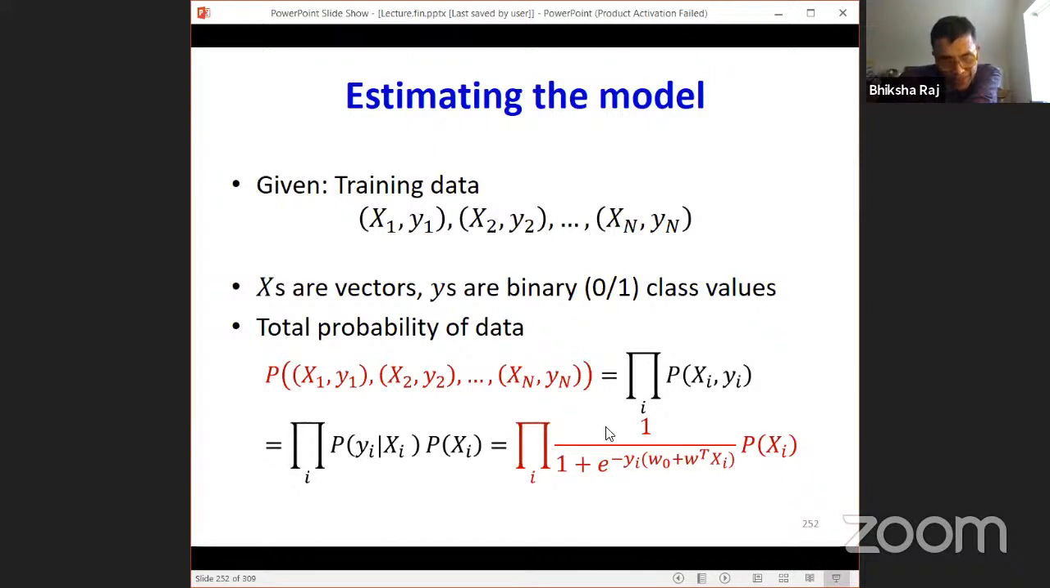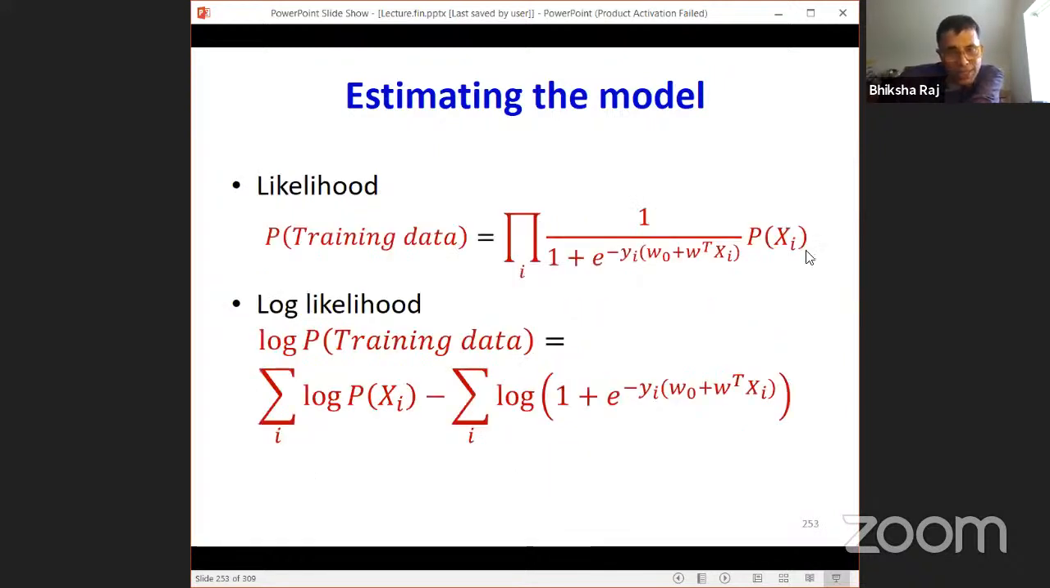And so this total probability of all of my training data is the product over all of my training instances of the a priori probability of the X component, the input for the training data, times the posterior probability of the class given the input, which we are modeling using this sigmoid, 1 over 1 plus e raised to minus y times w0 plus w1x, right? So this is the total probability of my training data.